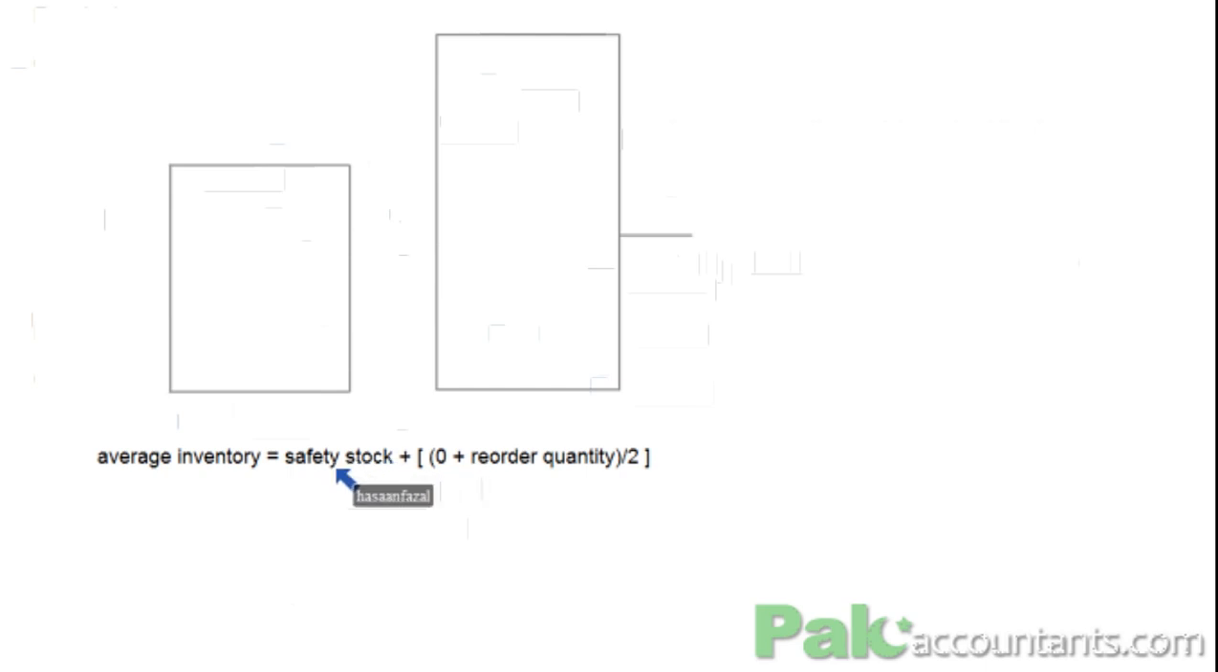Why am I not adding this safety stock in this average equation? Because your safety stock will not change. It does not reduce. Usually, it will stay fixed. The only part of the equation that will be fluctuating from 0 to its maximum is this part of the inventory system, this bin. So that's why I am calculating the average of only this part using this formula.